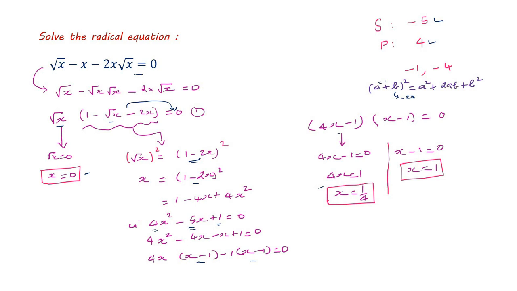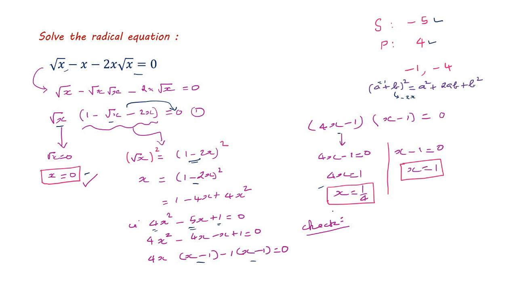First we'll check x is equal to 0. See here, when you put x is equal to 0, root 0 minus 0 minus 2 times 0 into root x, that is root 0 here. Overall it will be 0, so this equation is satisfied. So x is equal to 0 is acceptable.